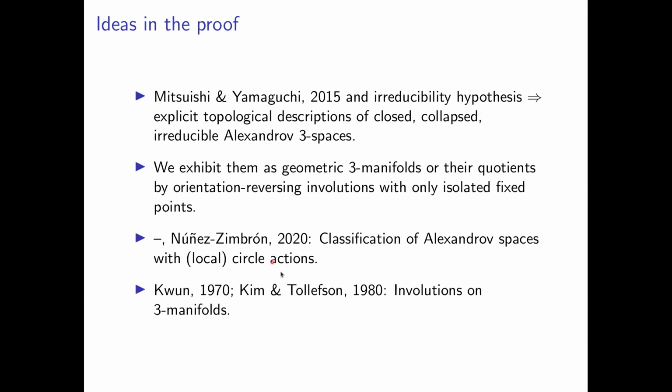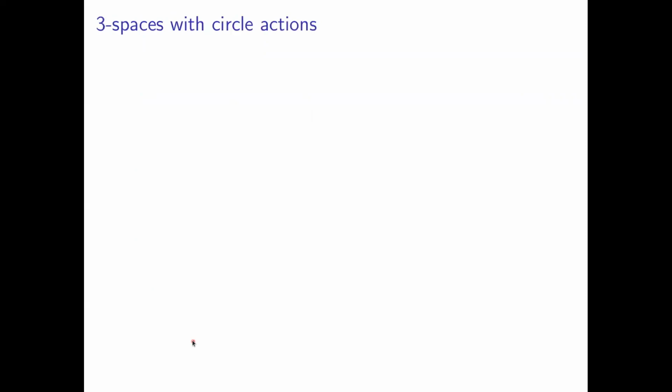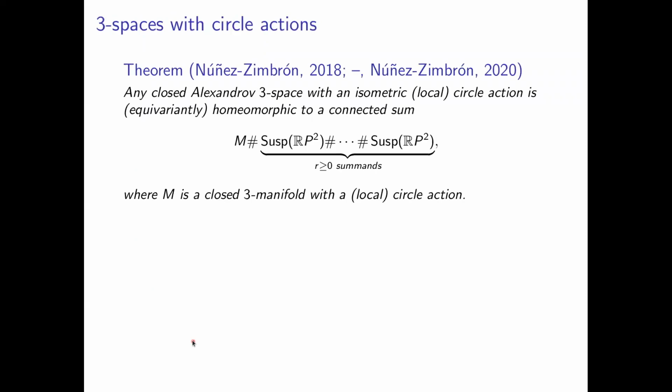So here, as I said, basically you can always think of a non-manifold space as coming from a three-manifold with an involution, and these involutions were studied by the topologists. So one also uses that to understand the double branched cover of the spaces. And then here, the spaces with circle actions enter in a key way into the proof.